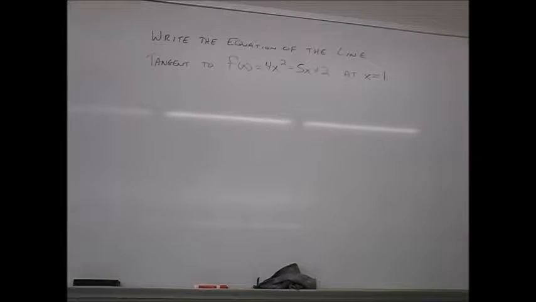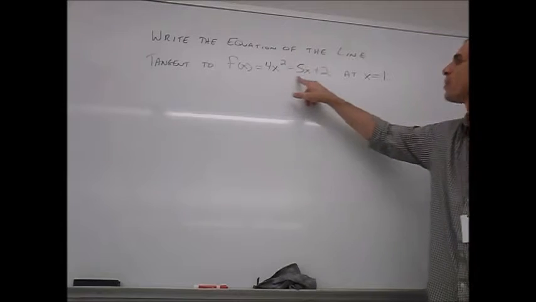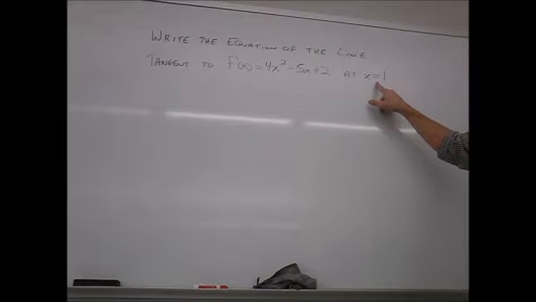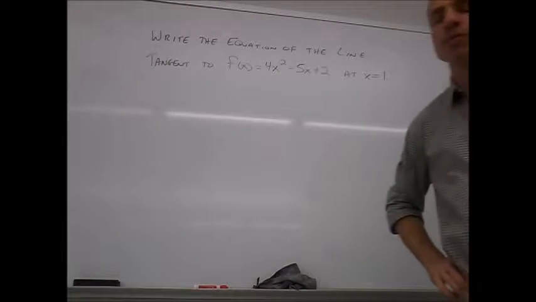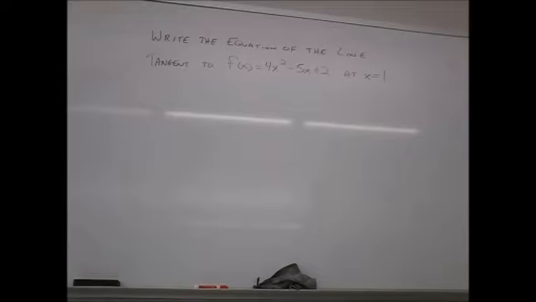We're back with video number 3. So we need to write the equation of the line tangent to f of x equals 4x squared minus 5x plus 2 when x is equal to 1. The AP Calculus test writers love questions like this. They want you to write the equation of tangent lines.